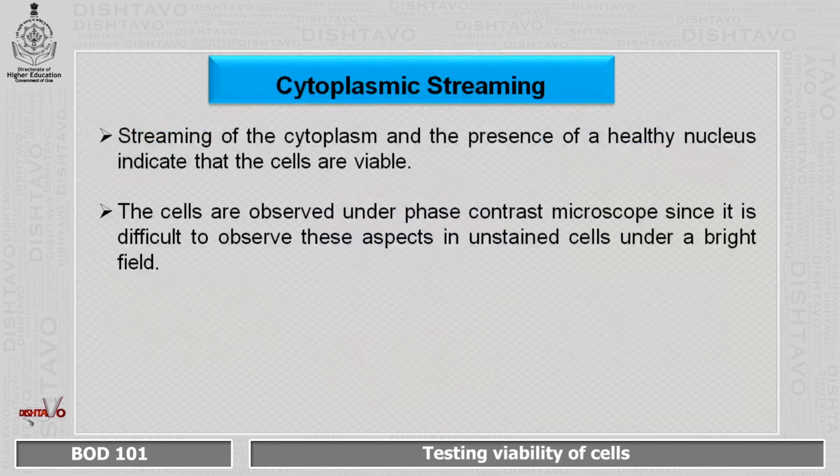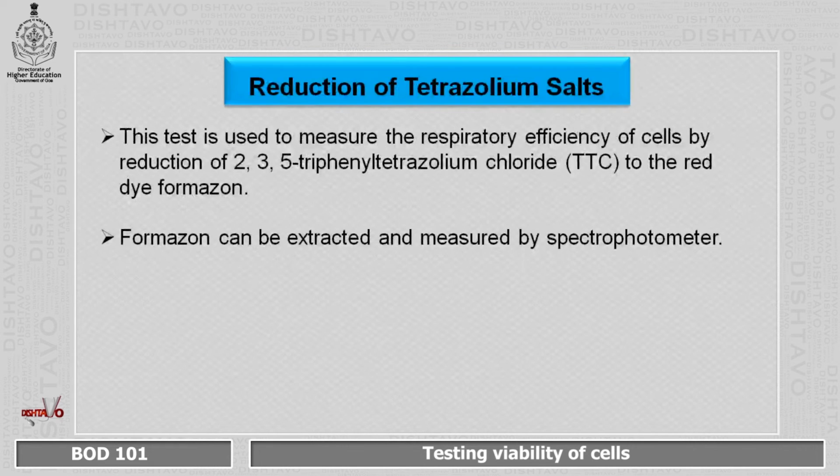We will now study cytoplasmic streaming as a method for testing the viability of the cells. Streaming of the cytoplasm and the presence of a healthy nucleus indicate that cells are viable. The cells are observed under a phase contrast microscope since it is difficult to observe these aspects in unstained cells under a bright field.